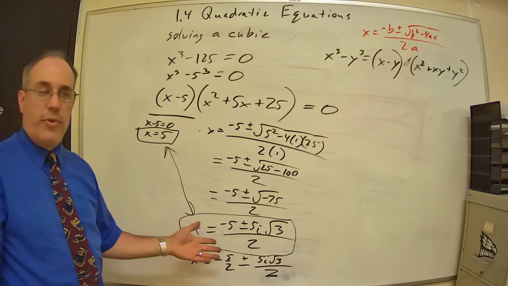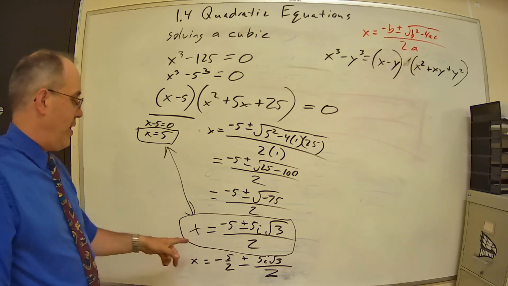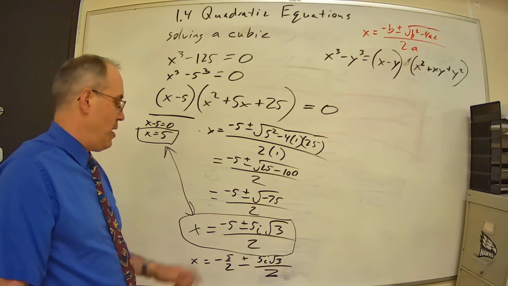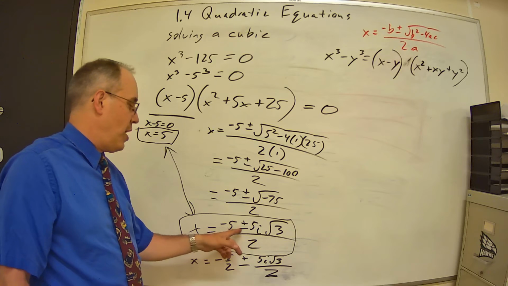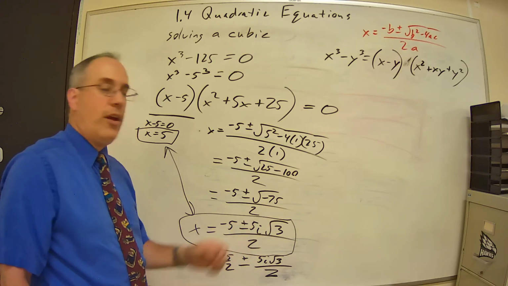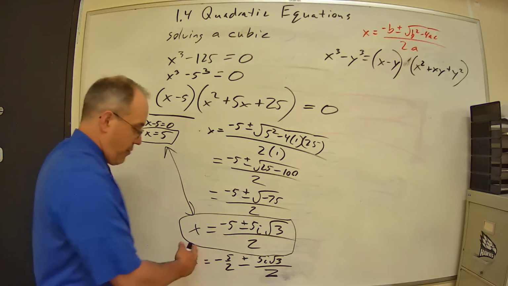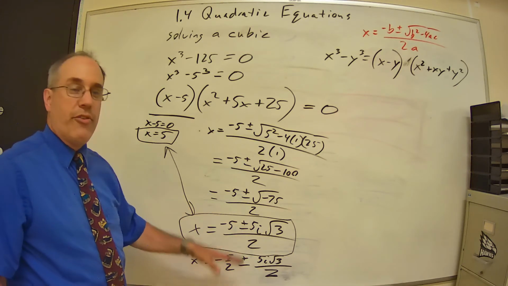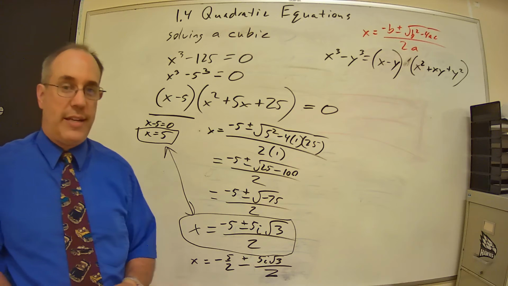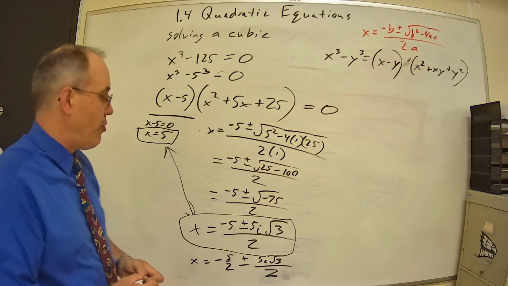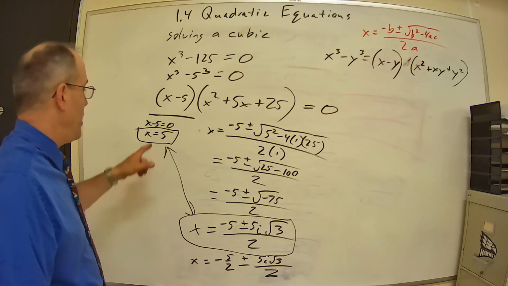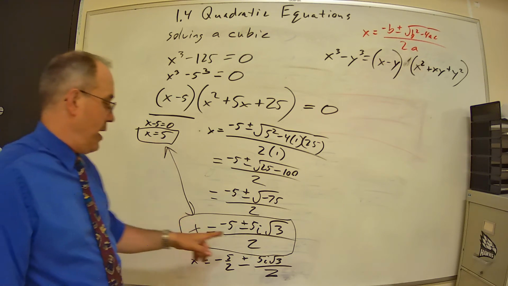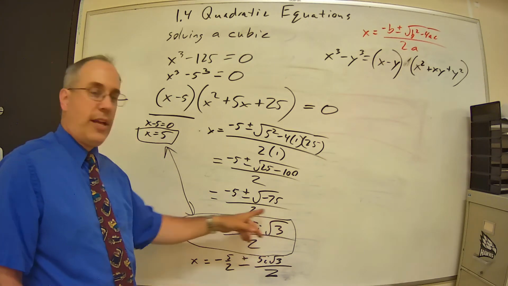So we've got 3 roots: x equal to 5, x equal to negative 5 plus 5i square root of 3 over 2, and x equal to negative 5 minus 5i square root of 3 over 2. If you take it to this, I'm perfectly happy also. So I would accept either one of those as a correct answer. But notice what happened here. We now have one real root, and we have 2 complex roots.